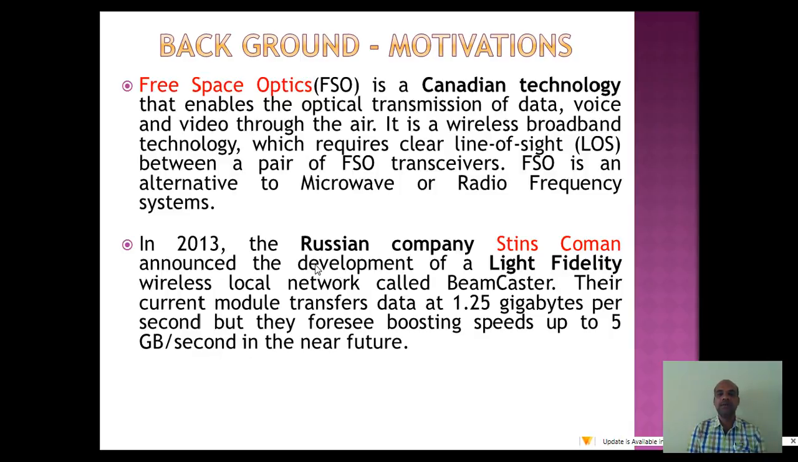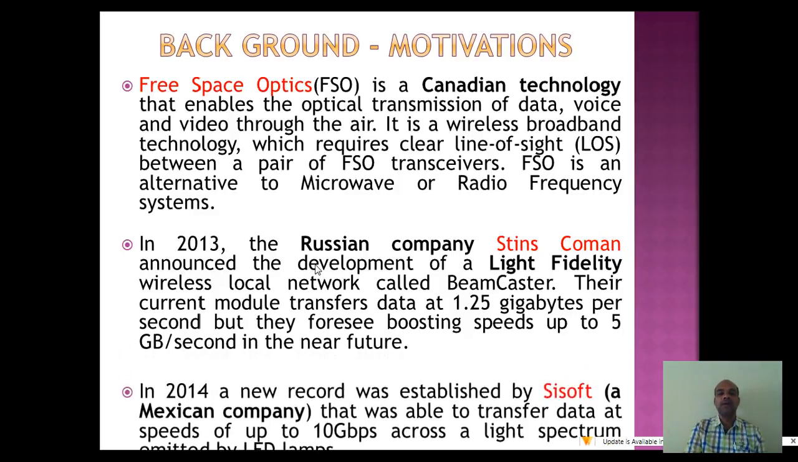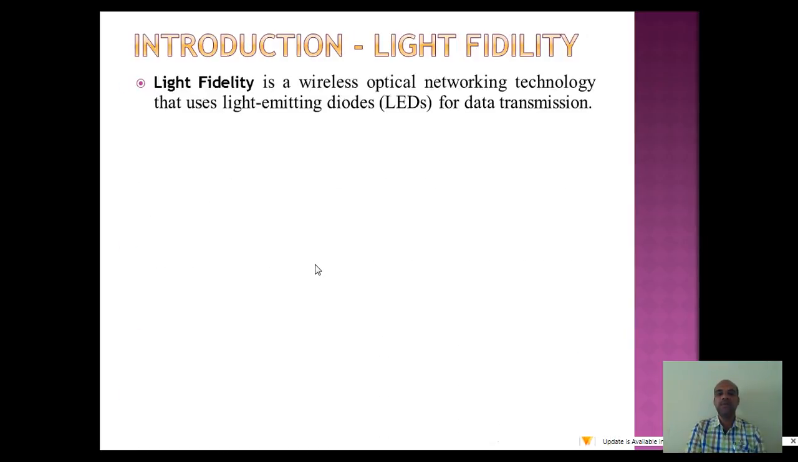In 2013, the Russian company Stins Coman announced the development of Li-Fi, and this network can be called Beamcaster. They expected a speed of 5 Gbps, but achieved only 1.25 gigabytes per second. In 2014, Csoft, another company from Mexico, was able to transfer data up to 10 Gbps with the help of Li-Fi.